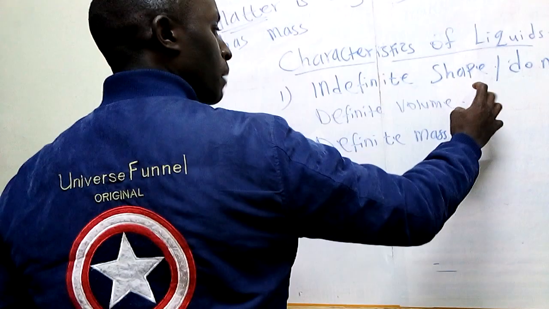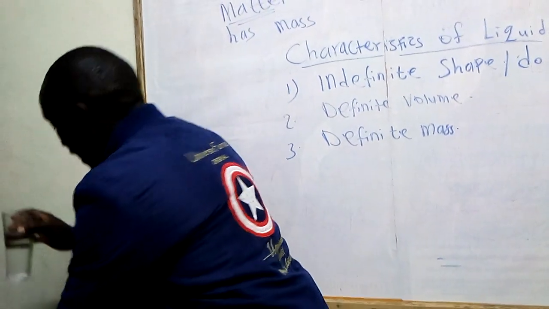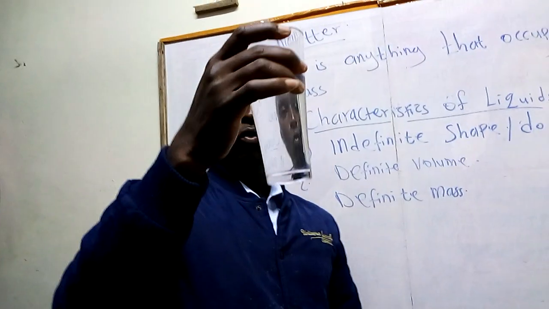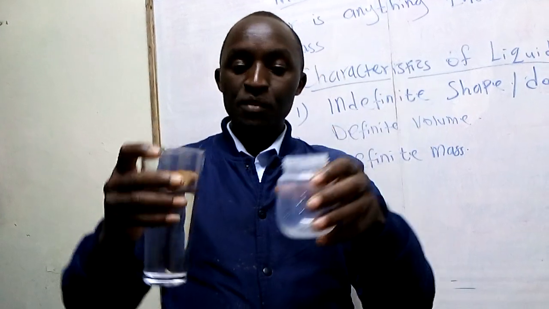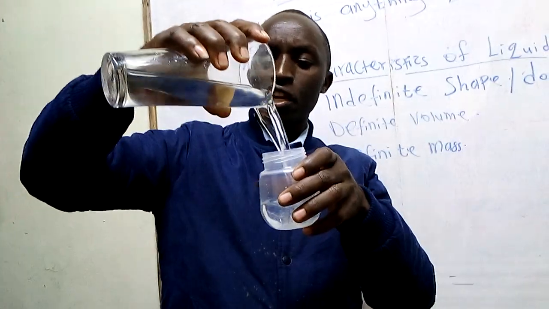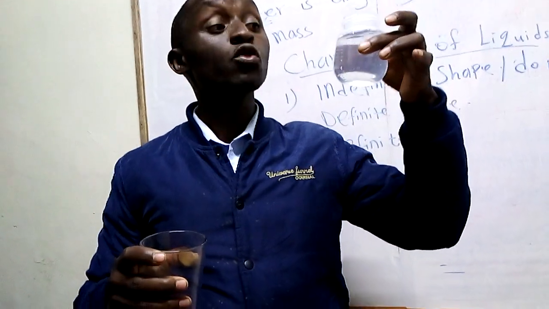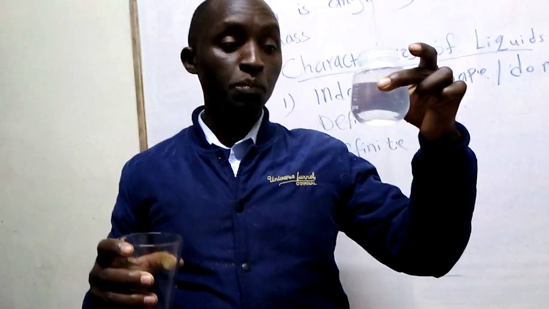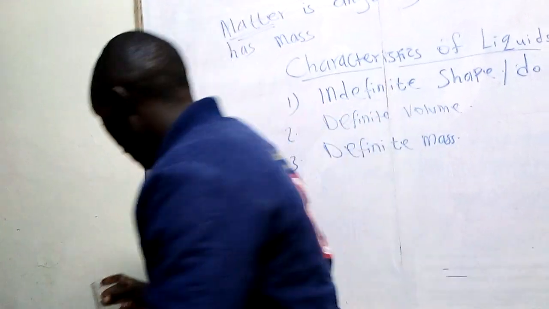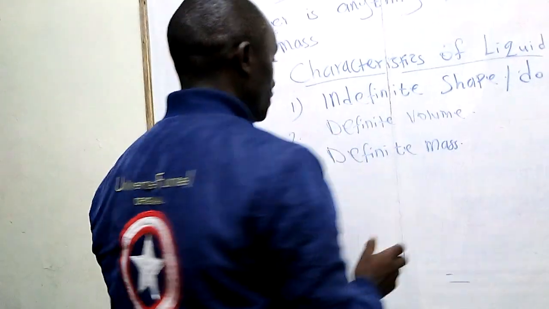But when we talk about volume, it has a definite volume. For example, if the volume of this water is a half liter, and this container is calibrated to a half liter, the volume is not going to change. The only thing that is going to change is the shape, but the volume will remain the same, despite the fact that we have changed the container. That's why we say it has what we call a definite volume.